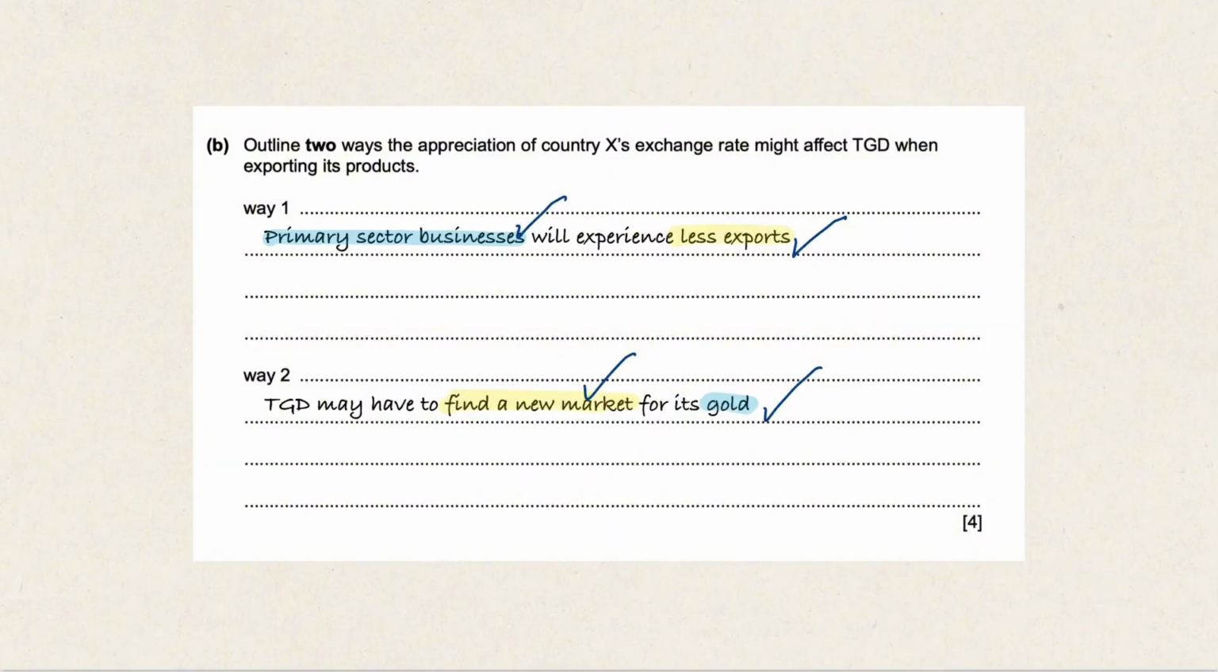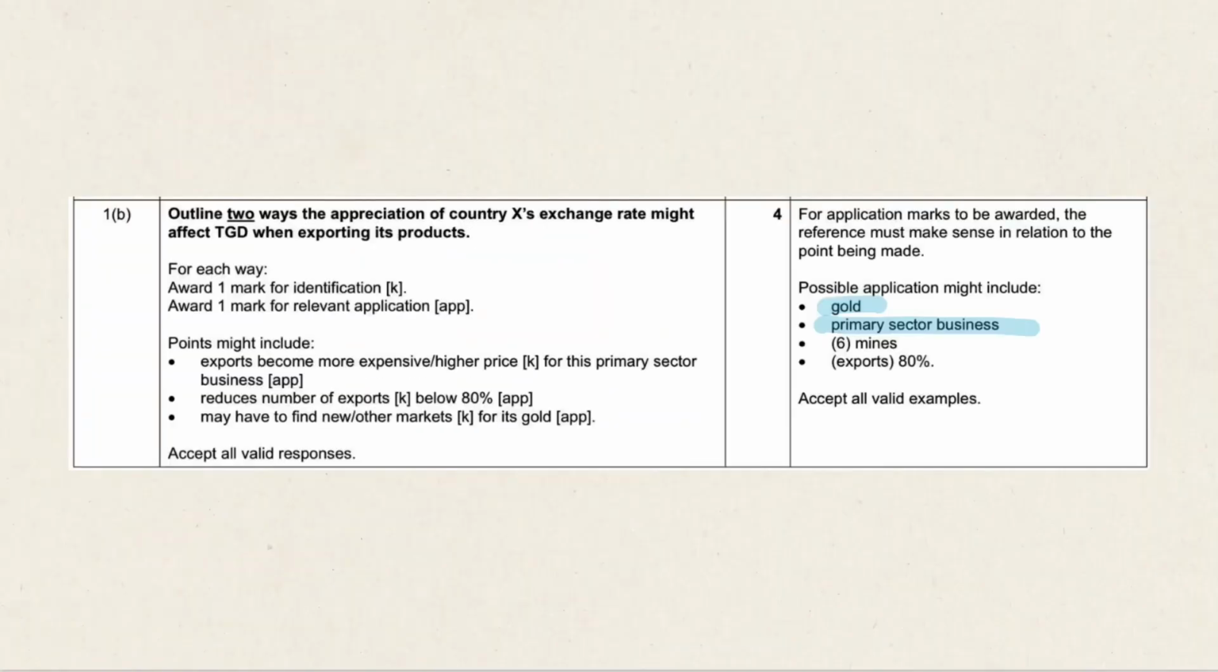Another tip is that you can use the same application for question B, C, and D, as long as your application isn't in the question. And here's the mark scheme. As you can see, I have used gold and primary sector business.